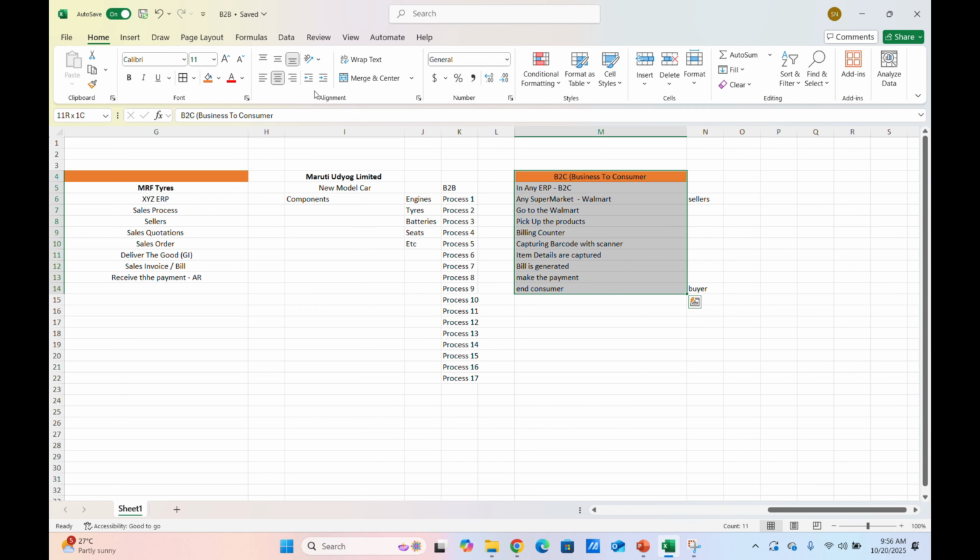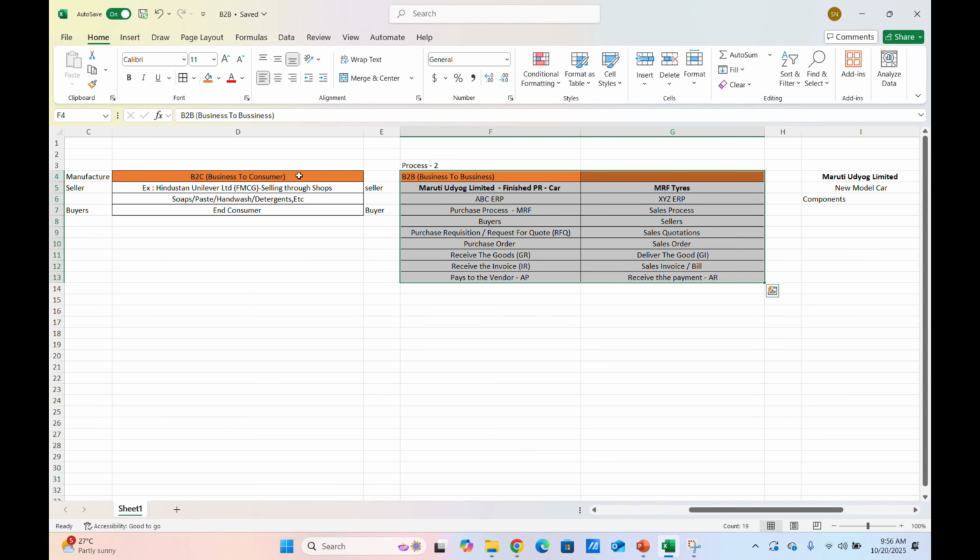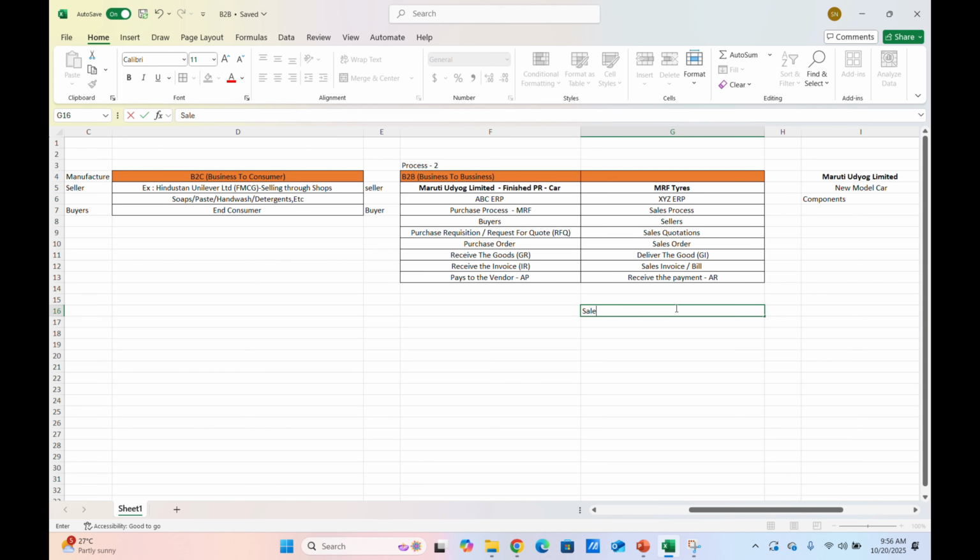This is the general difference between the B2B and B2C process. Here, if you see, MRF Tyres follows the standard O2C process, or OTC, that is nothing but the order to cash process.